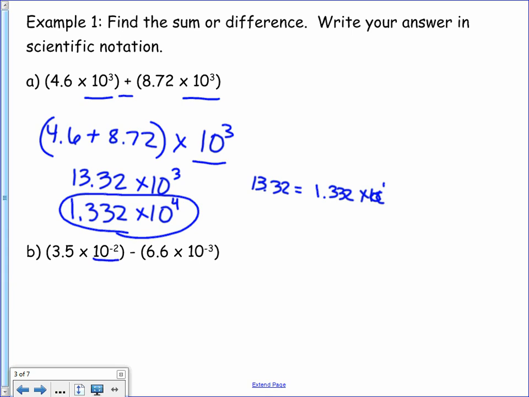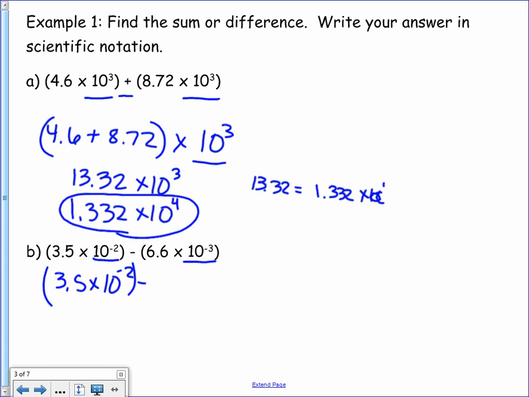We need the powers of 10 to be the same. Okay, we could either choose to change the 3.5 times 10 to the negative 2 and make that exponent a negative 3, or we can choose to change the 6.6 and make that exponent a negative 2. I'm going to choose to go with the higher exponent. So I'm going to keep the 3.5 times 10 to the negative 2, minus, and now I need to rename 6.6 so that it's times 10 to the negative 2.